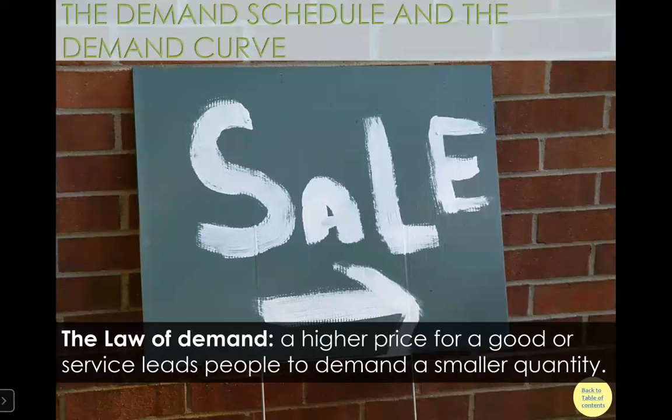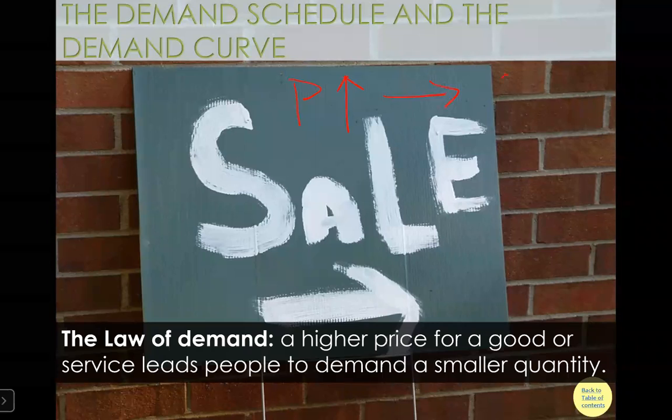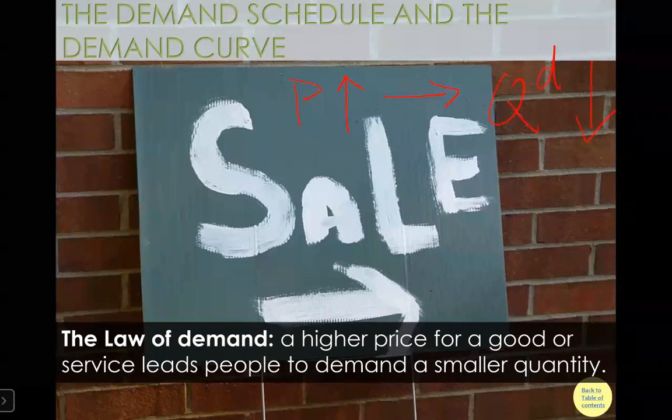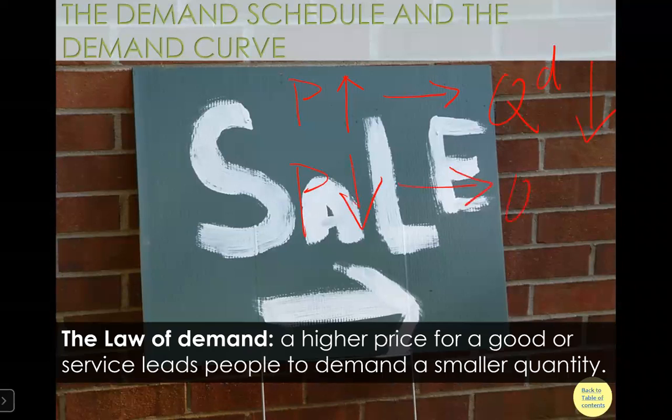Now we have the law of demand. The law of demand says a higher price for goods and services leads people to demand a smaller quantity. To summarize, a price increase leads to a quantity demanded decrease. A price decrease leads to a quantity demanded increase. So this is the law of demand.